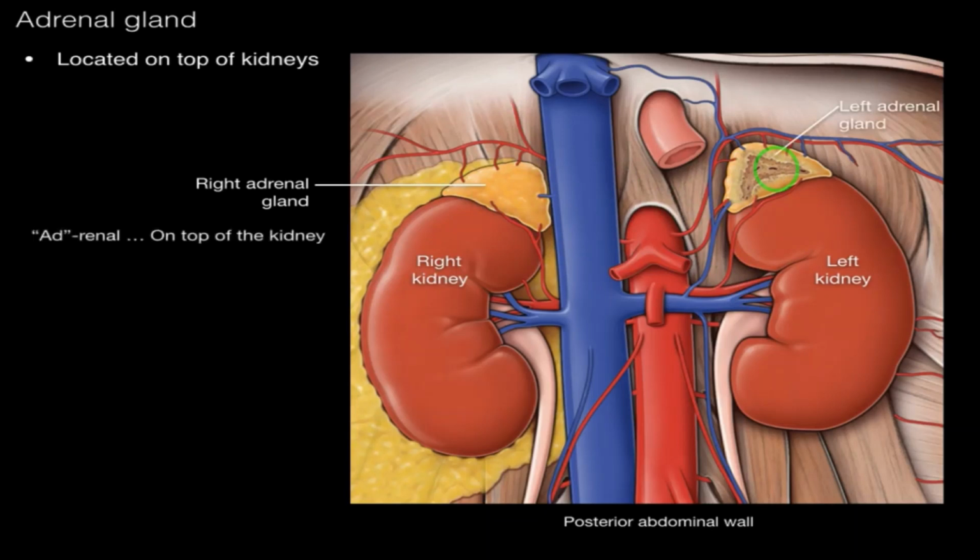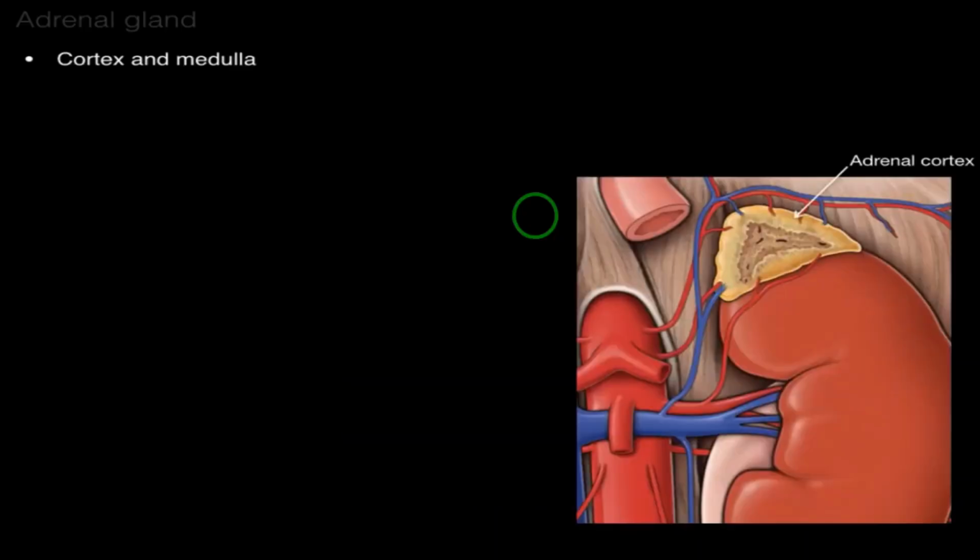Now, adrenal means on top of the kidney. It is present only on top of the kidney. What is the meaning of adrenal? On top of the kidney. Then suprarenal gland. So these adrenal glands are also called suprarenal glands.